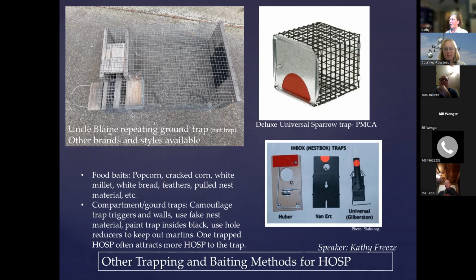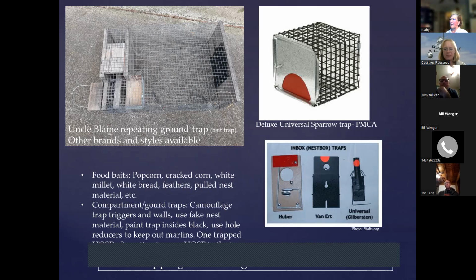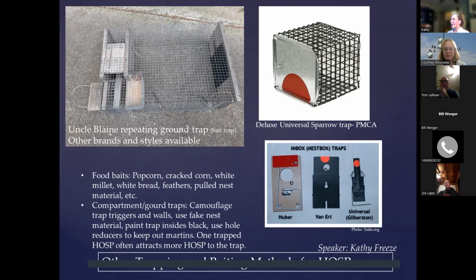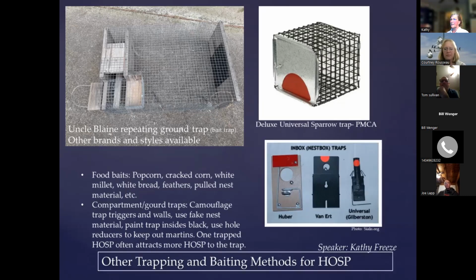One of my favorite traps there in the bottom right is the Van Ert trap. The Universal Gilbertson trap also works on the same idea as the Van Ert, and the Hubert is just a little bit different. I haven't used the Hubert myself, but my favorite is the Van Ert. You can get the Van Ert trap. It used to be about $9. I have 5 of them because I have 14 bluebird and tree swallow boxes.